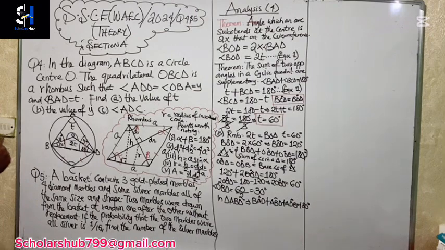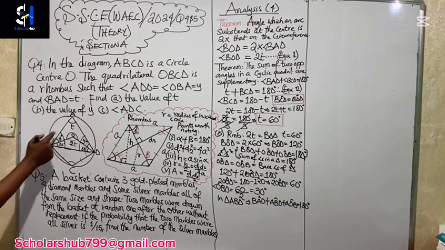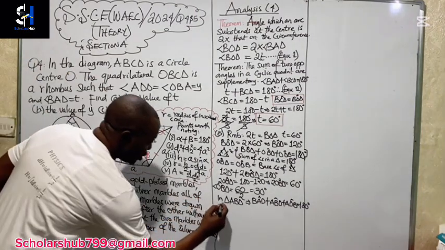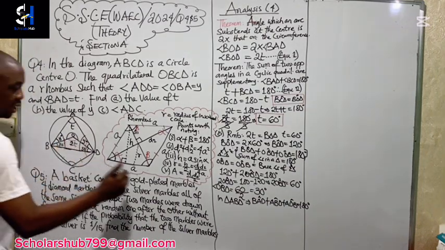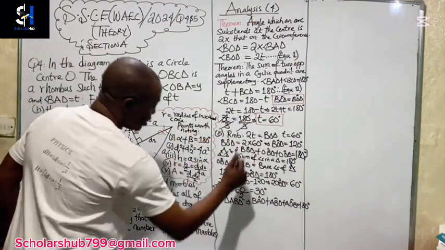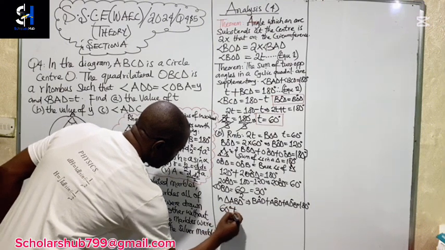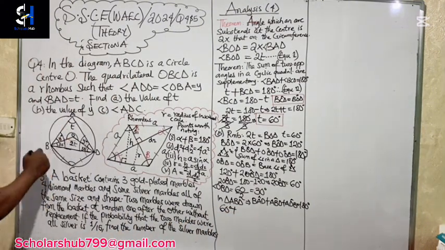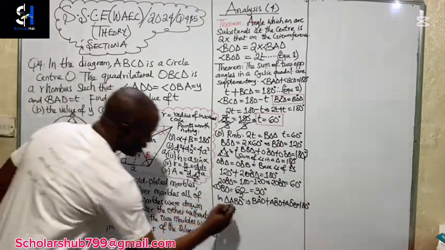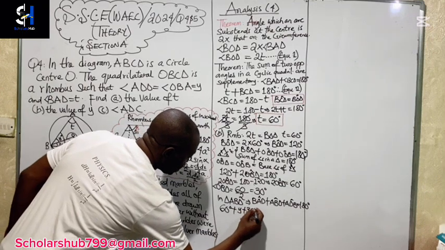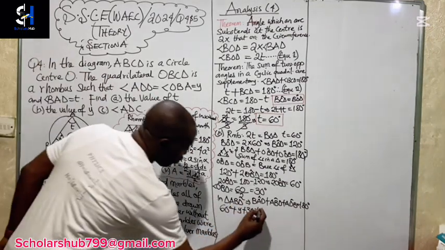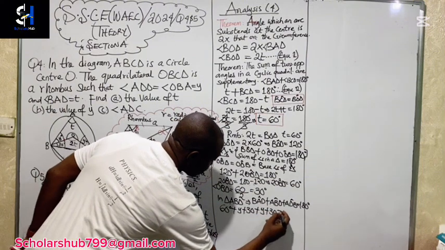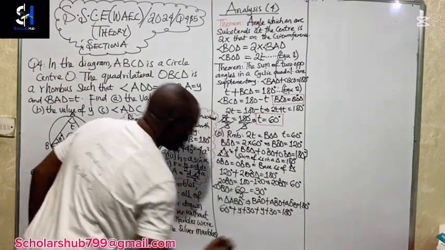So we want to calculate the value of y. We have BAD, that's T. So what's the value of T? T is 60 degrees. Now ABD will be y plus 30 degrees. Then also we have ADB, which will be y plus 30 degrees. And that equals 180 degrees.